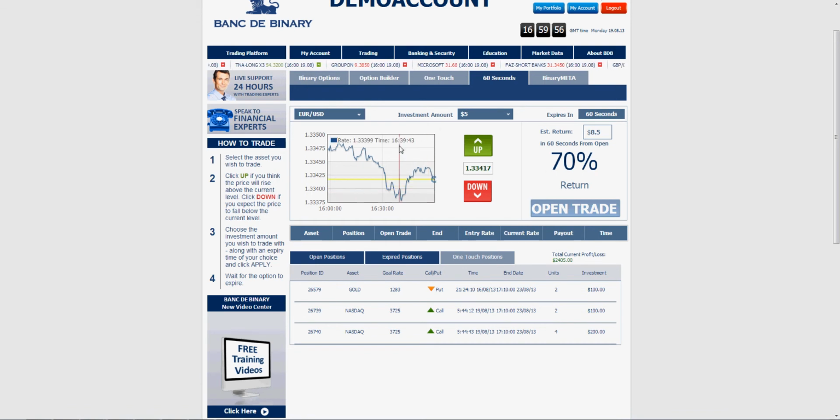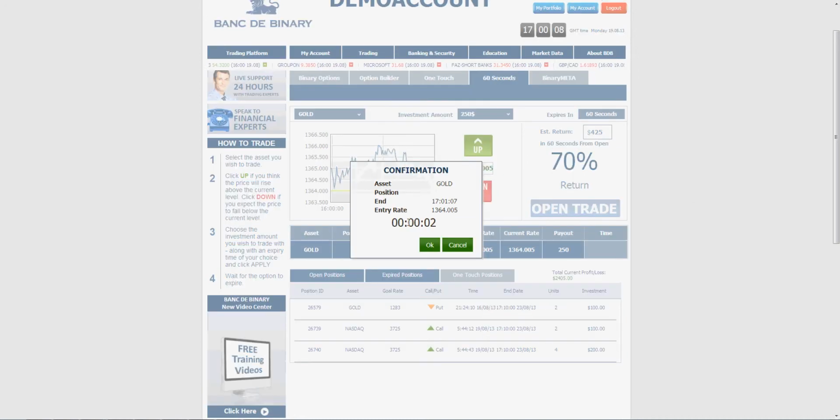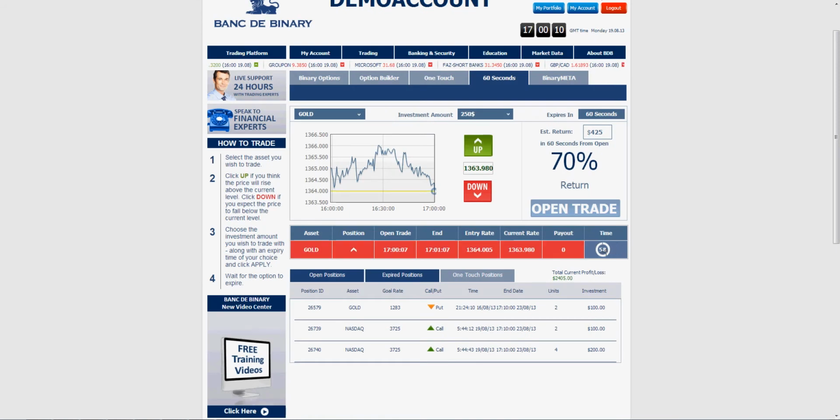So 60 seconds, what you need to do is you pick an asset, you pick an amount of money. It's limited to up to $250 per trade. Clicking up or down, call or put, and open trade. The payout is 70%. And once you click on open trade, it's basically doing this very cool thing here. Once it's red, you're losing. Once it's green, you're winning.